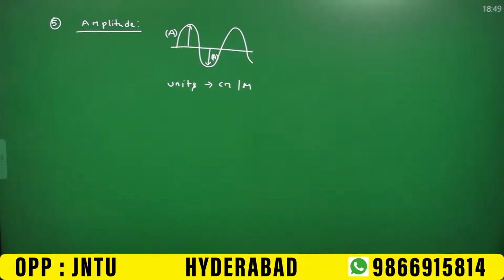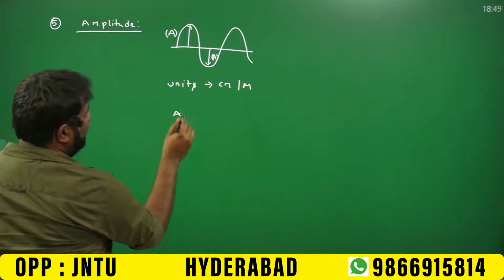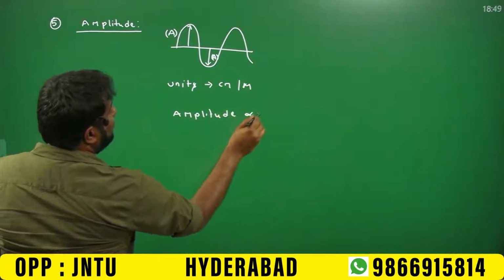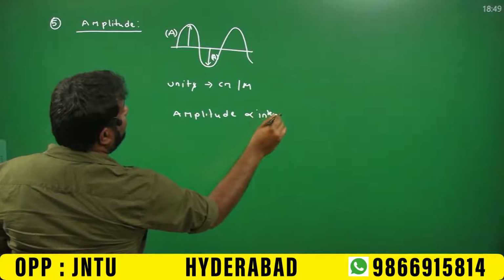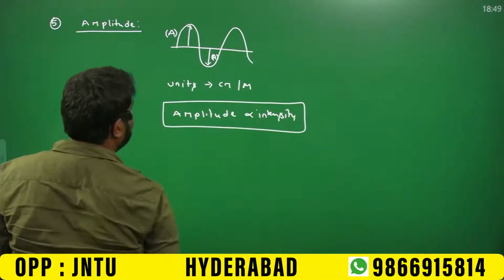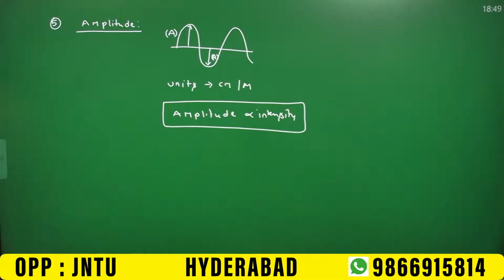And remember one more thing: for any radiation, as the amplitude increases, the intensity of the light increases. So amplitude is directly proportional to the intensity of light.